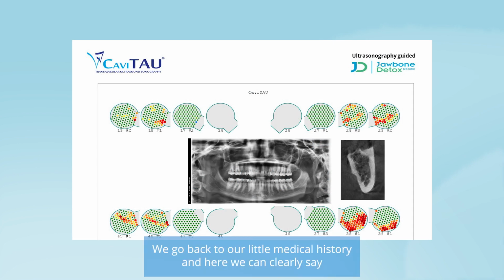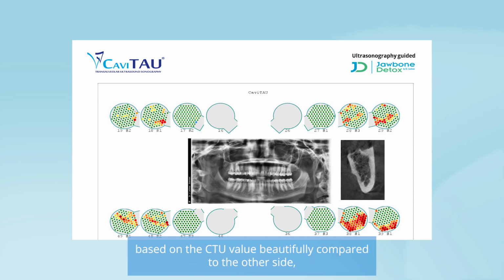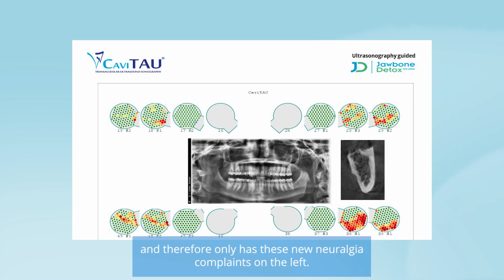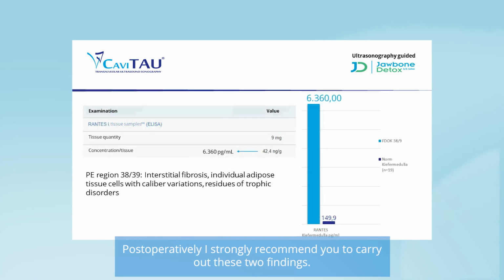We go back to our little medical history, and here we can clearly say, based on the CTU value beautifully compared to the other side, to the right side, she naturally has proximity on the left, and therefore only has these new neuralgia complaints on the left. Post-operatively, I strongly recommend you to carry out these two findings.